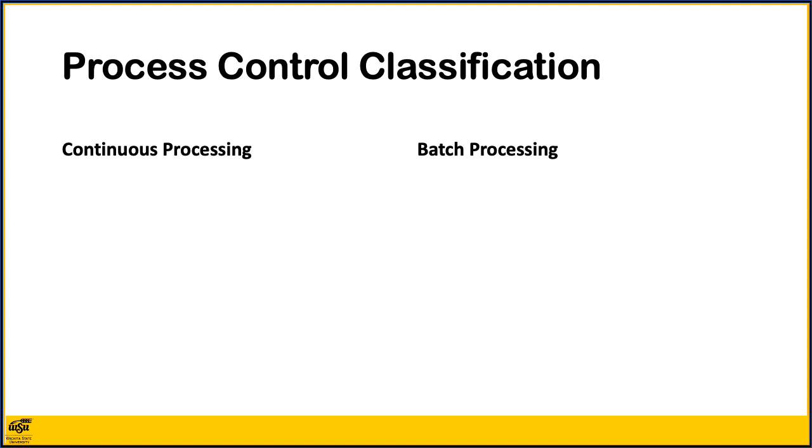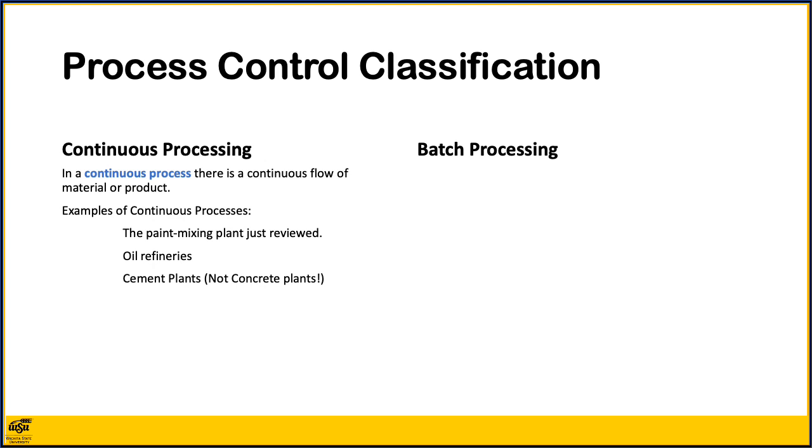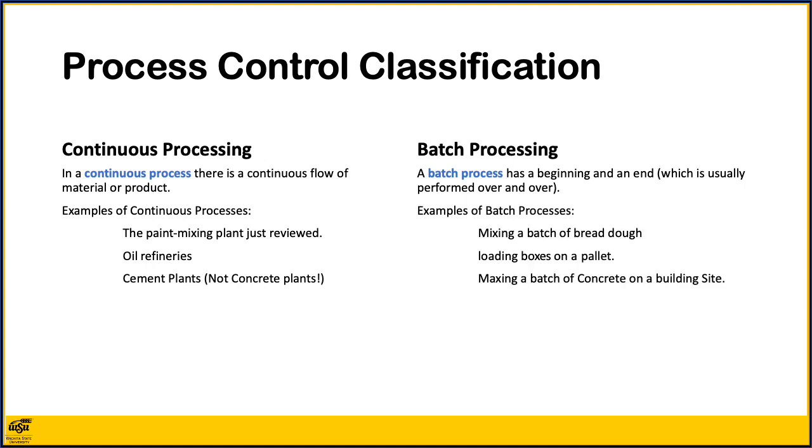Process control can be classified as being a continuous process or a batch process. In a continuous process, there is a continuous flow of material or product. Examples include the paint mixing example we reviewed earlier, oil refineries, and cement plants. I am referring to factories that make cement as opposed to plants that mix cement and stone to make a required amount of concrete. A batch process has a beginning and an end, which is usually performed over and over. Examples of batch processes include mixing a batch of bread dough, loading boxes on a pallet, and making a batch of concrete on a building site.